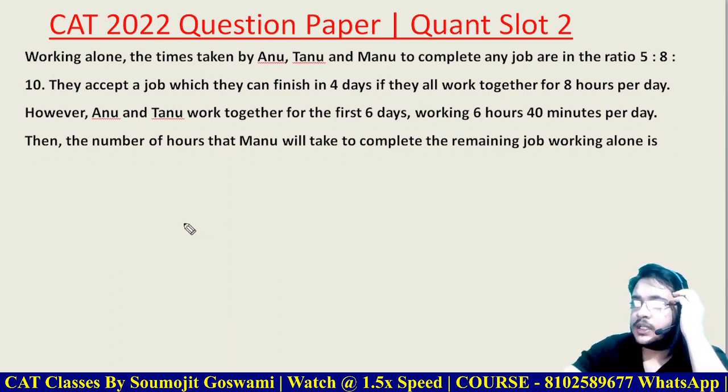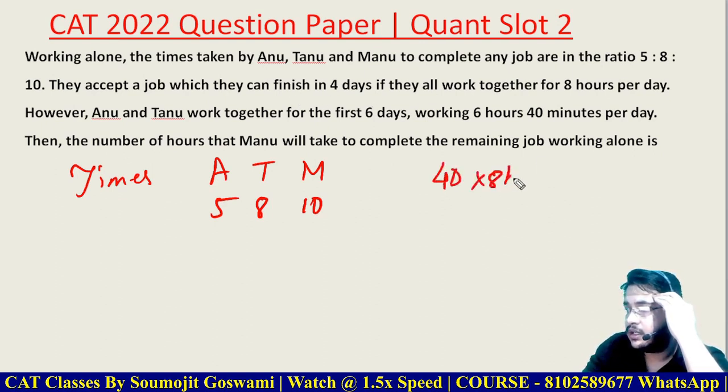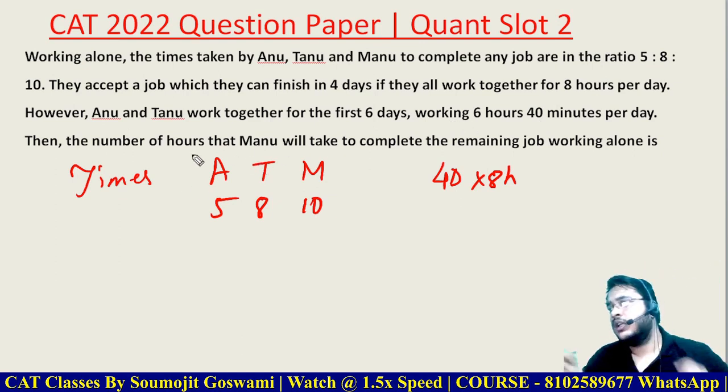Alright, so the question says: working alone, the times taken by Anu, Tanu, Manu to complete a job are in the ratio 5:8:10. They accept a job which they can finish in 4 days, working 8 hours per day. However, Anu and Tanu work together for the first 6 days, working 6 hours 40 minutes per day. Then the number of hours that Manu will take to complete the remaining job working alone is.